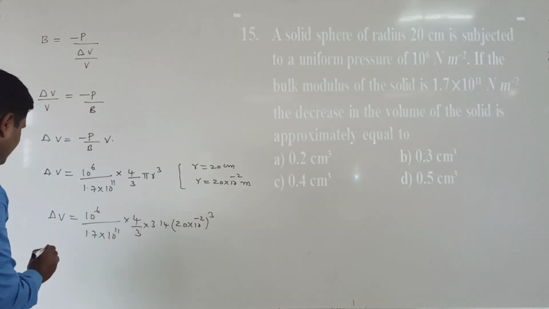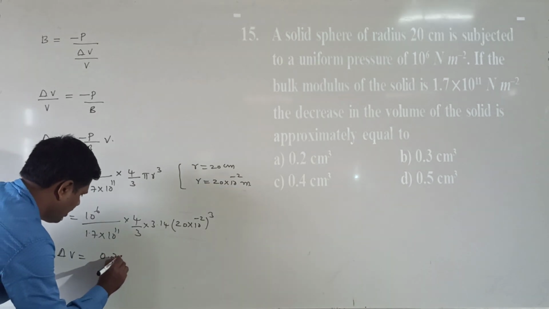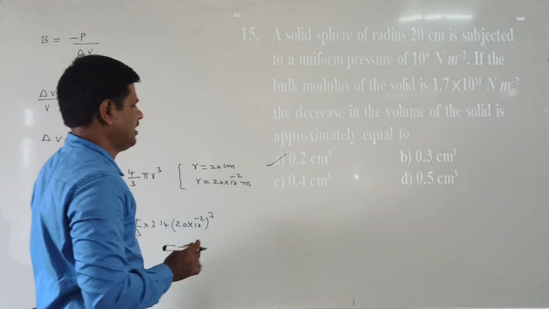When calculating this value, we get near about delta V equal to 0.2 centimeter cube. Which option is correct here? A option is correct.